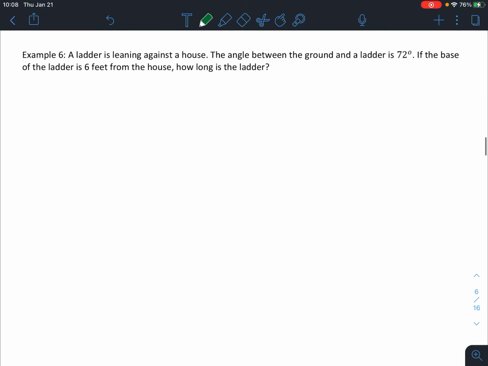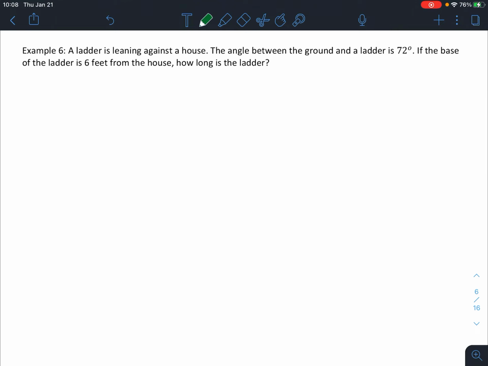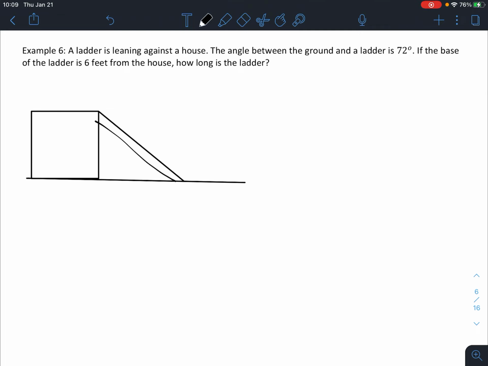The next one's a word problem, so we have to draw our own picture here. A ladder is leaning against a house. I don't need anything perfect for this picture. Here's the ground. Here's my house. And we have a ladder leaning against that house.